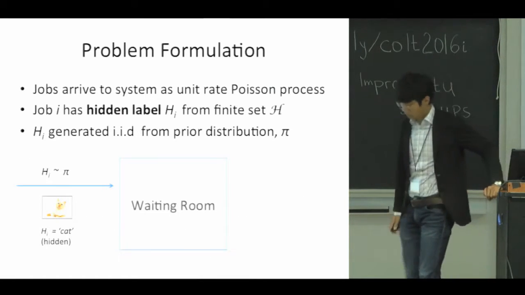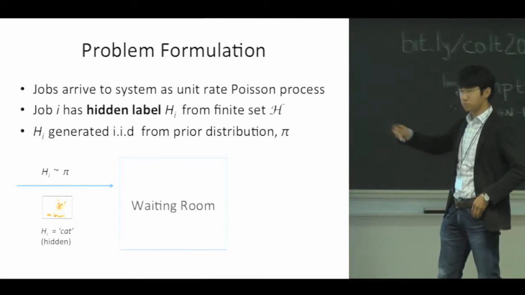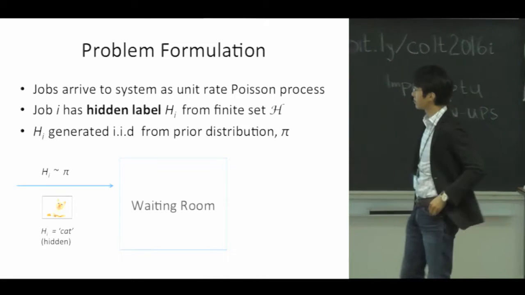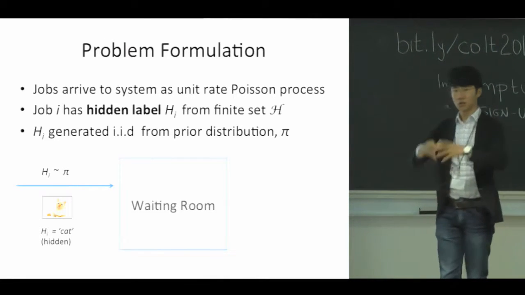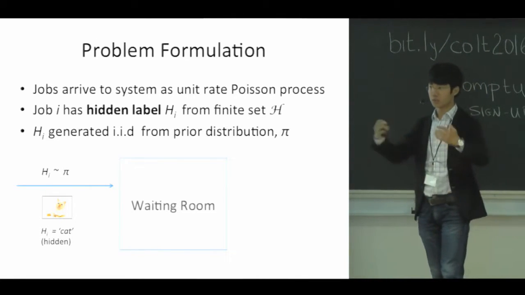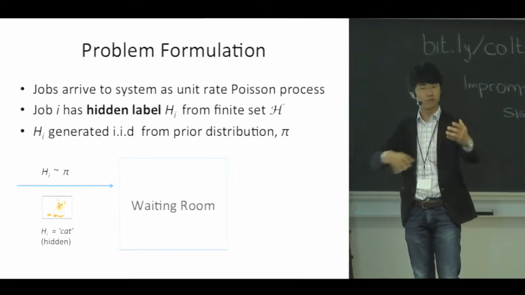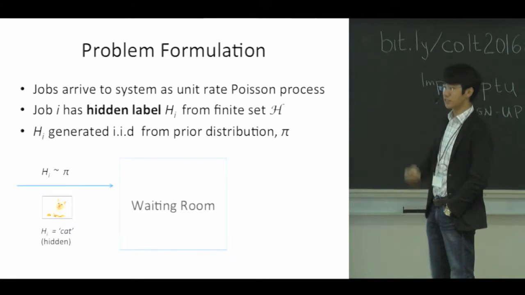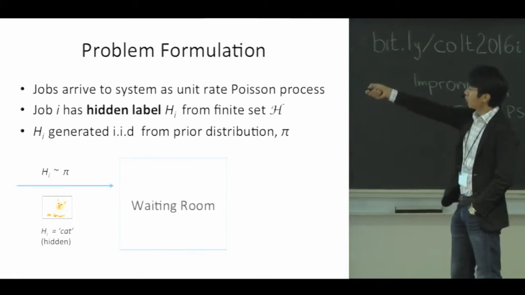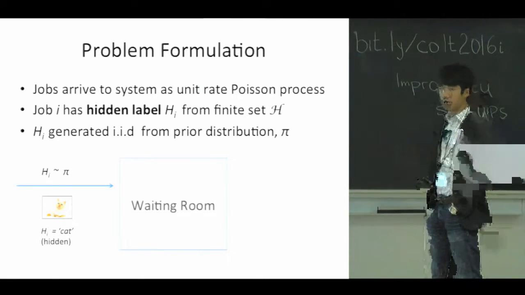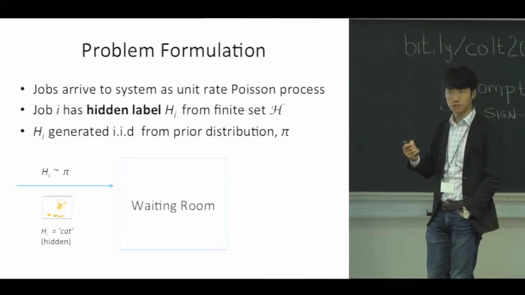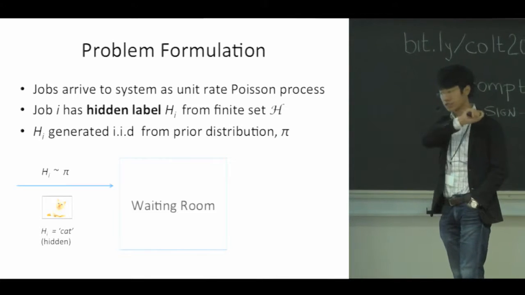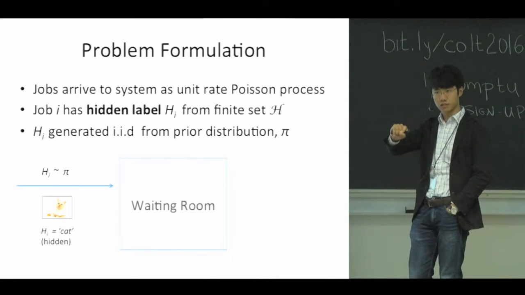So let's jump into the model. I'm going to build the model from a little black box and start to expand. To start, imagine the model is a waiting room. A waiting room is just a place where jobs stay and we can do things with them. In this black box, we receive input from the outside, which are jobs arriving to the system as a unit rate Poisson process. It's not so important that it's unit rate, nor that it's Poisson. The idea is there's just a steady stream of jobs coming to the system that we need to do something about.